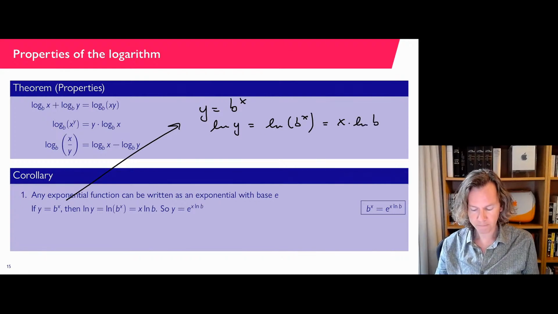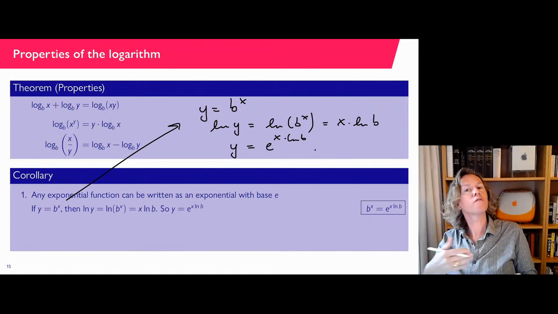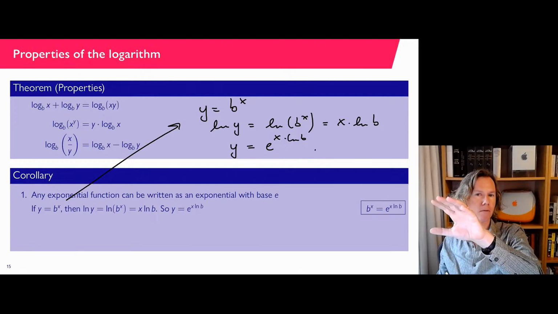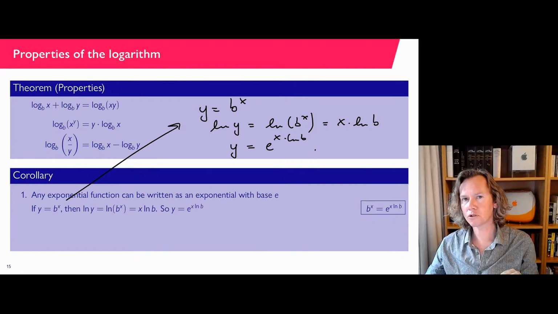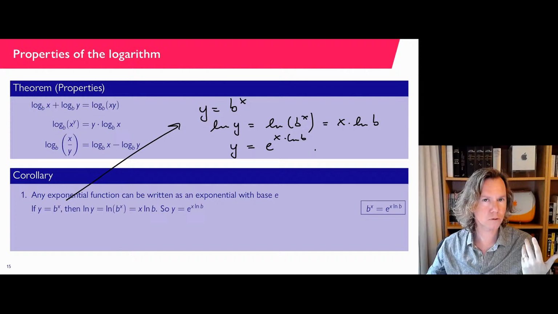So apparently, I can write y itself, taking the exponential function, e to the power ln y is y. So that's the same as e to the power x times ln b. So now I have rewritten my function. I started with b to the power x, and I've rewritten it as e to the power something. And the message here is just, well, you can talk about different bases, but you could as well use e as a base. Just rewrite it.